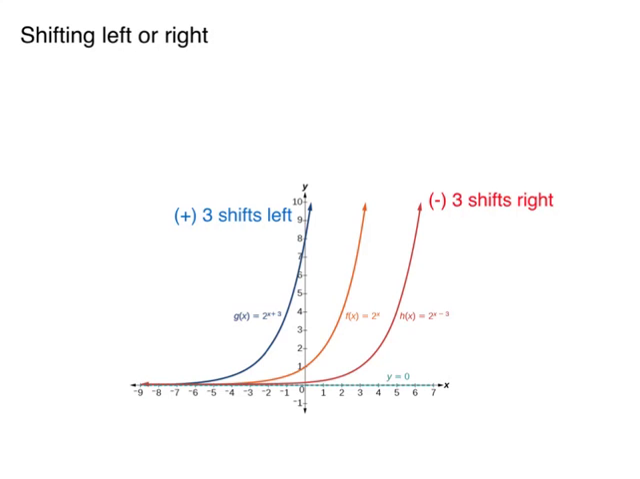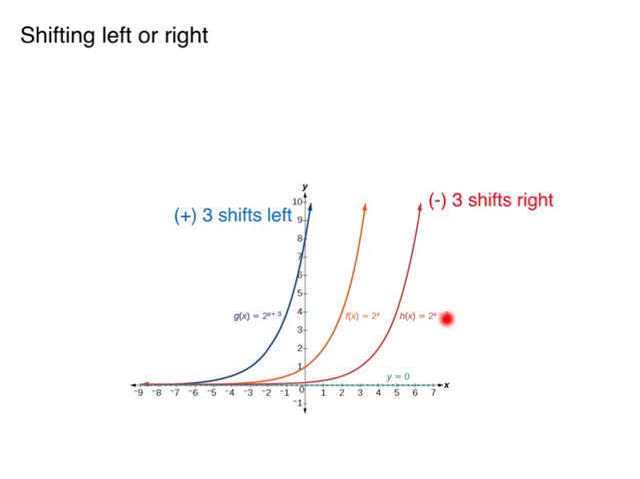Here's how we can get an exponential function to shift left or right. Here's the parent function, which is in orange. If you want it to shift left or right, you have to add or subtract a number with the exponent, not at the end to the right here, but with the exponent x. And this is kind of backwards.